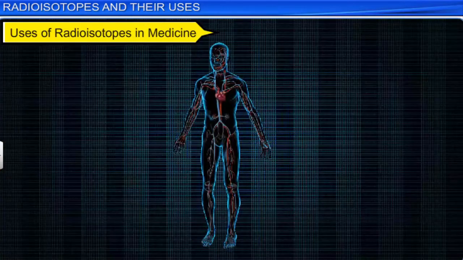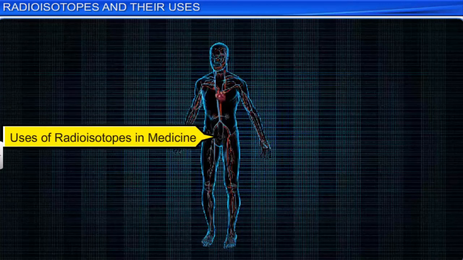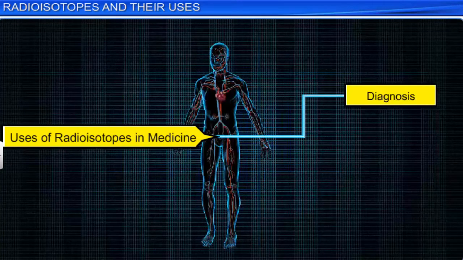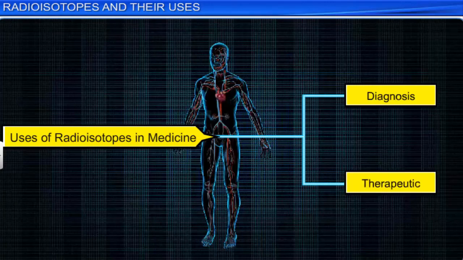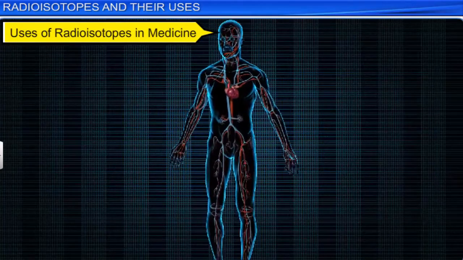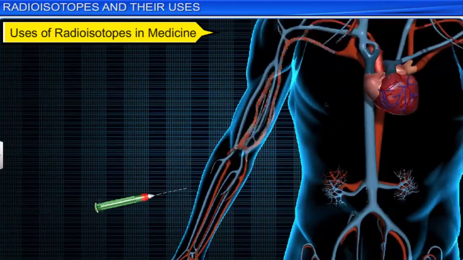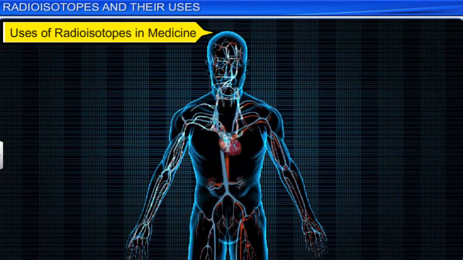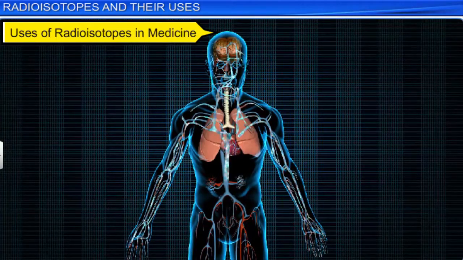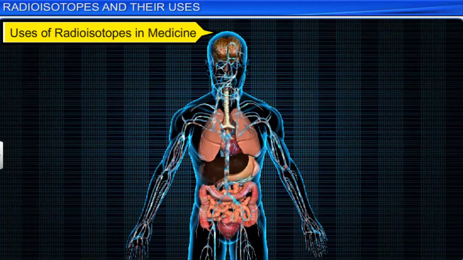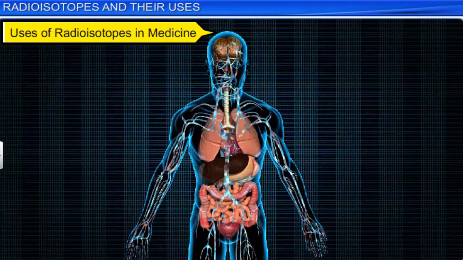Let us first learn about the uses of radioactive isotopes in medicine. In medicine, radioactive isotopes are used for diagnosis as well as for therapeutic purposes. In many of these applications, the radioisotope concerned is introduced into the body. When used for diagnosis, the course of the radioisotope through different stages of metabolism is studied. This study often helps in determining the existence of disease, its location and character.